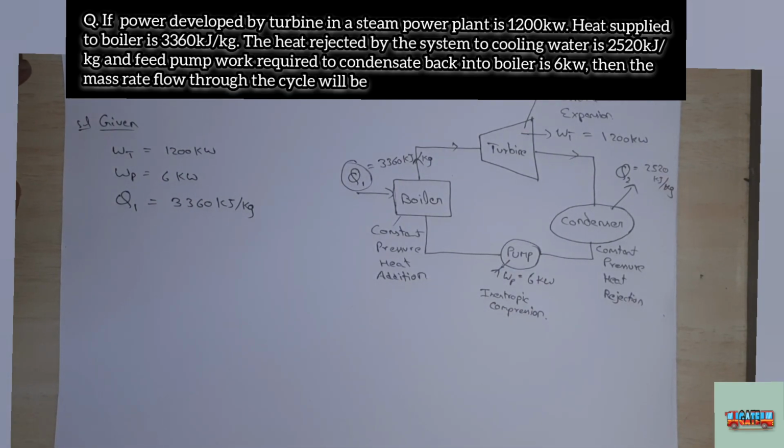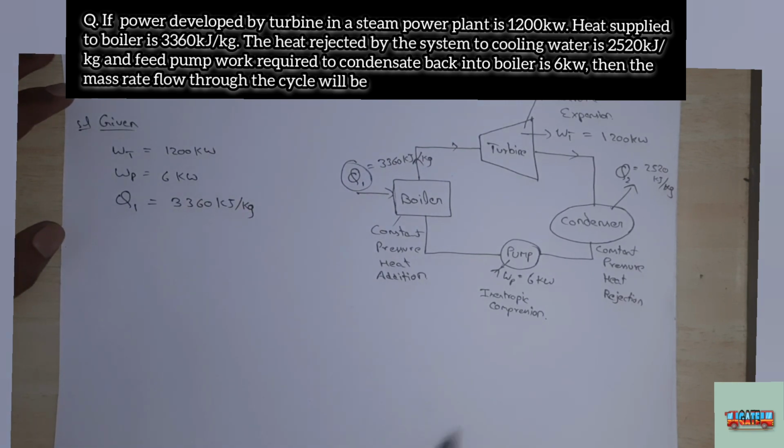So if power developed by a turbine in a certain steam power plant is 1200 kilowatt, heat supplied to boiler is 3360 kilojoule per kg, the heat rejected by the system to cooling water is 2520 kilojoule per kg, and feed pump work required to condense it back into boiler is 6 kilowatt. Then the mass flow rate through the cycle will be.